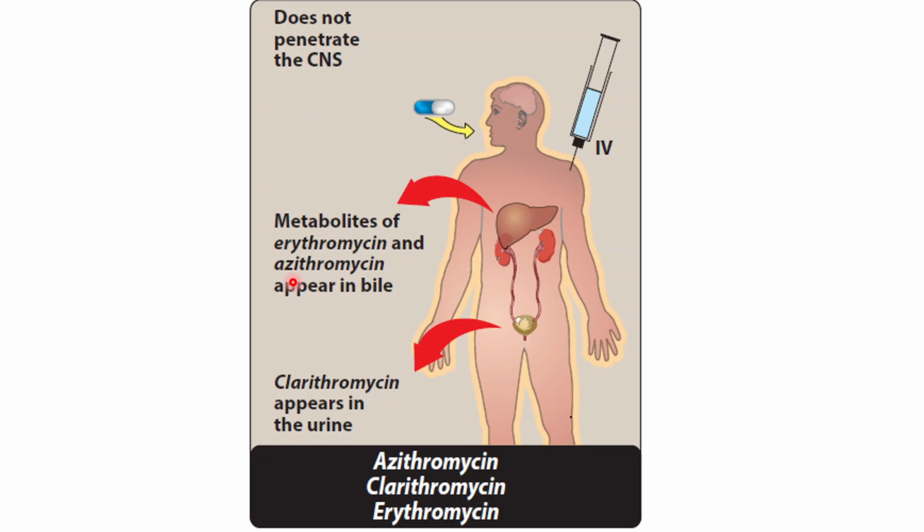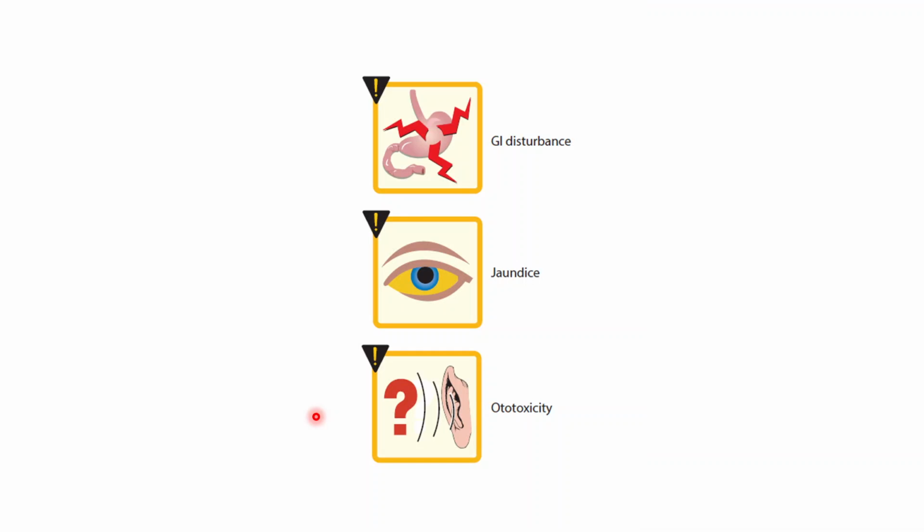All are eliminated by the bile except clarithromycin, which is eliminated by the urine. Adverse effects include GI disturbances, jaundice, and ototoxicity, the same as the previous group. Contraindications include patients with liver disease, and also some of them may prolong the QT interval and lead to arrhythmias.